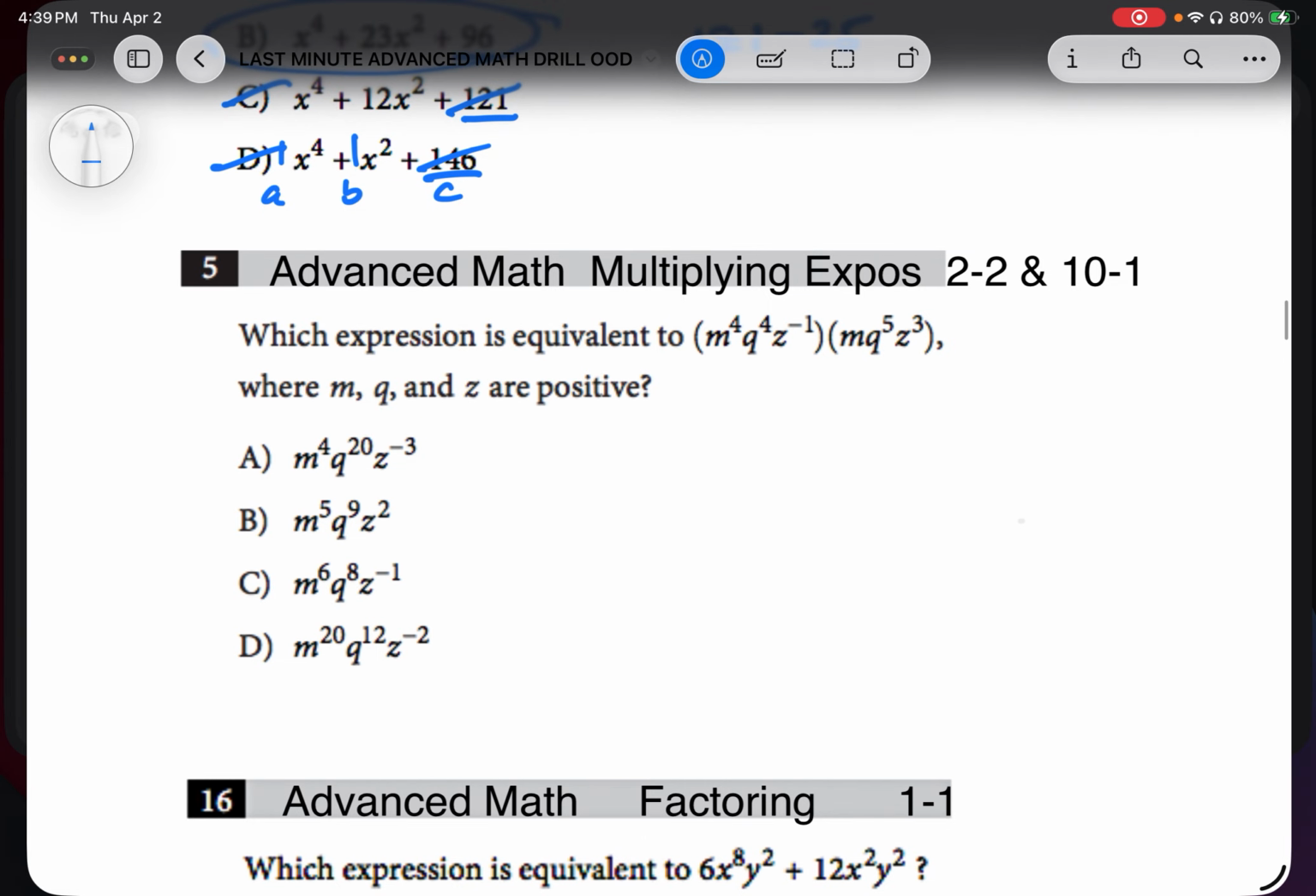Now, this question number 5 is supposed to be an easy level question. Let's take a look. Here we go with the exponents again. Notice the answer choices at the end. I got z to the negative 2, z to the negative 1, z to the positive 2, z to the negative 3. So let's hit the ends.